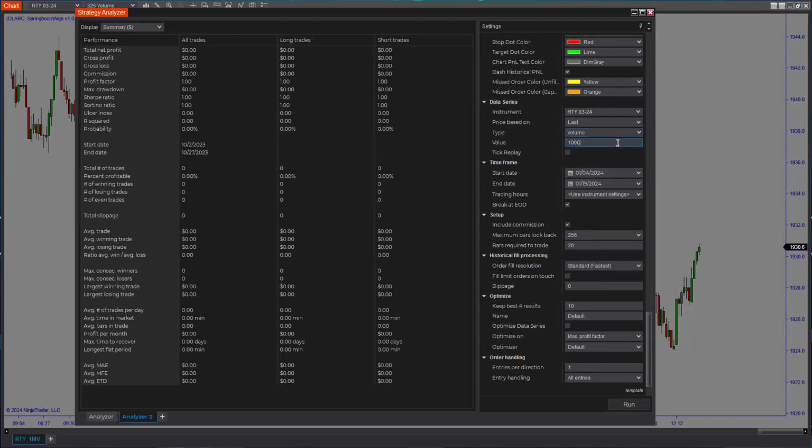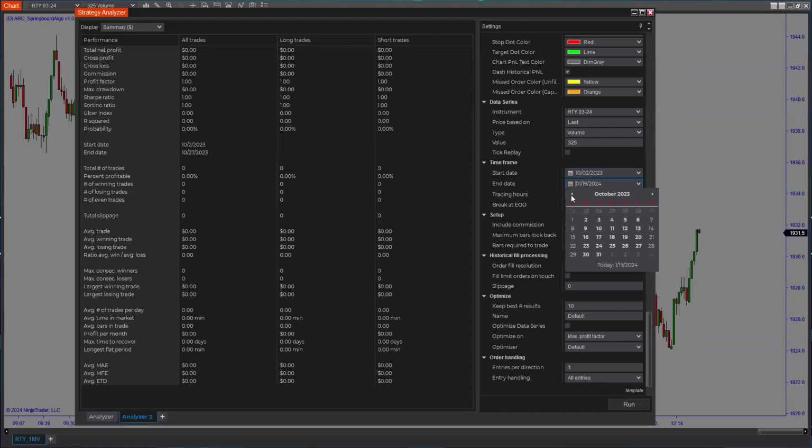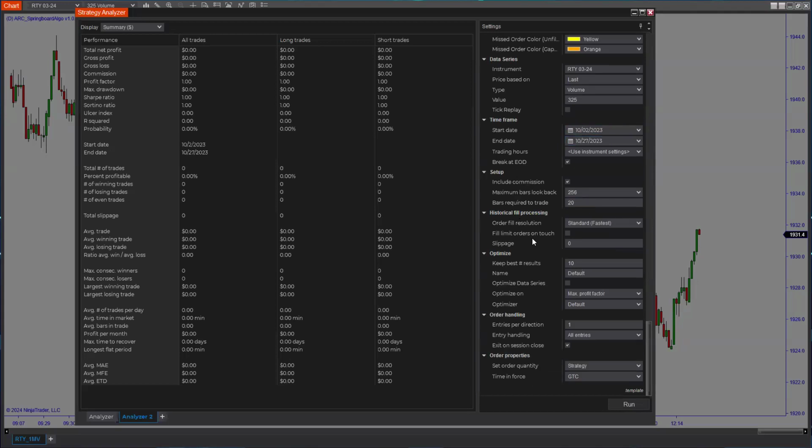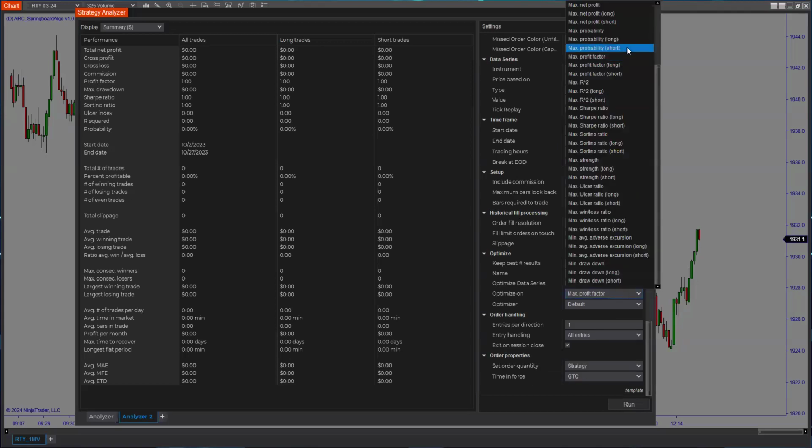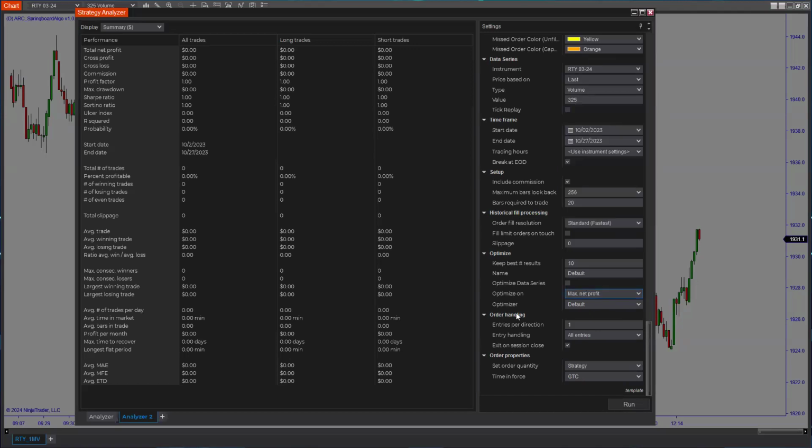And let's go 325. Now, for the charts that you're using, you probably want to use variable range bars, volume, tick, or dollars. Okay. Use one of those. That's going to give you your best bet. And what I'm going to do is go back to October. I know it's weird. Just bear with me. You'll see why. Okay. So those are the days I'm going to look at. And then I want to go by net profit. Max net profit is my preference. Okay. So this is where I'm starting out.